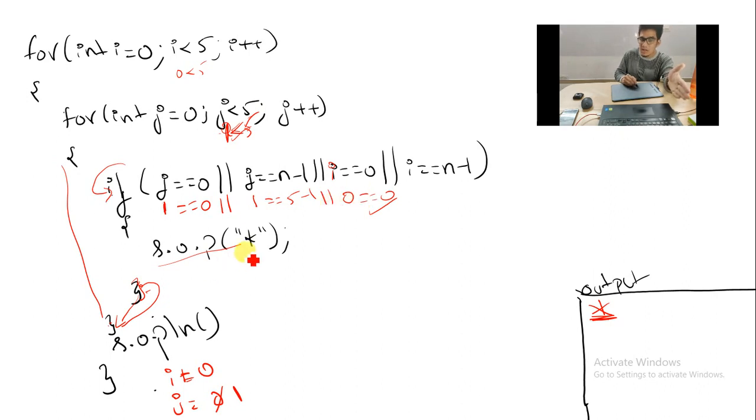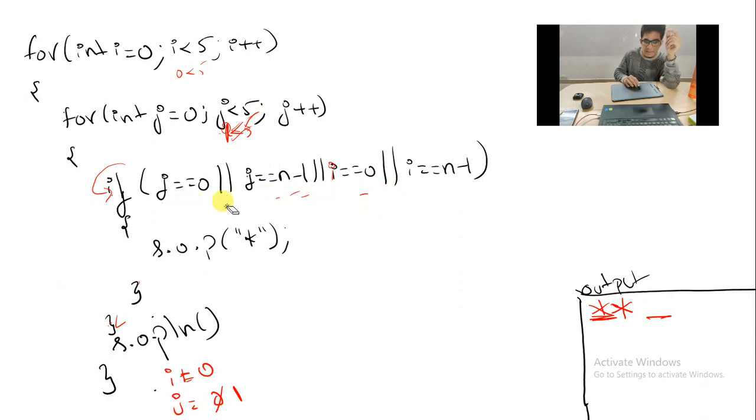Because of this true condition, it will print a star. Where will it print the star? It will print the star wherever the cursor is. It will print the star here. Cursor will move to the right. Okay. Watch here. I'll be erasing this. Yes. After printing that star, cursor moves to the right.